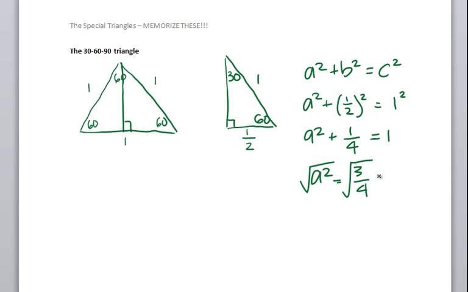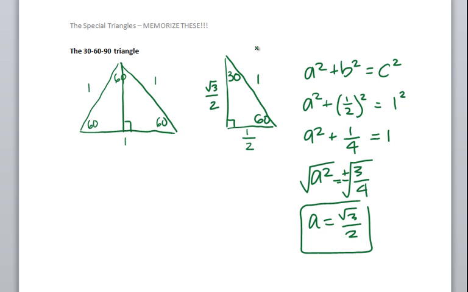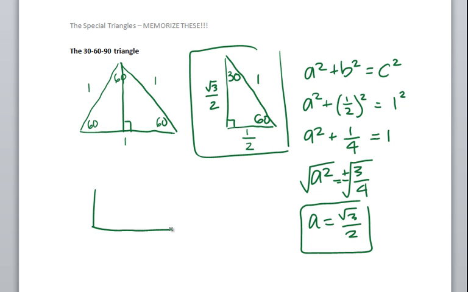Now when I square root both sides, technically I need a plus or minus, but I'm looking at lengths. So I know that a is equal to the square root of 3 all over 2, right? And that's what it is simplified. And so let me put the square root of 3 over 2 here. So this is the 30, 60, 90 triangle. You could write it in any direction that you want. Usually I write it like this.